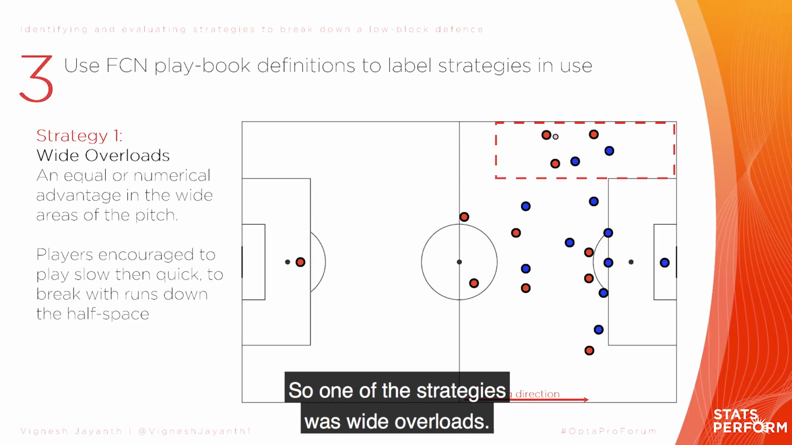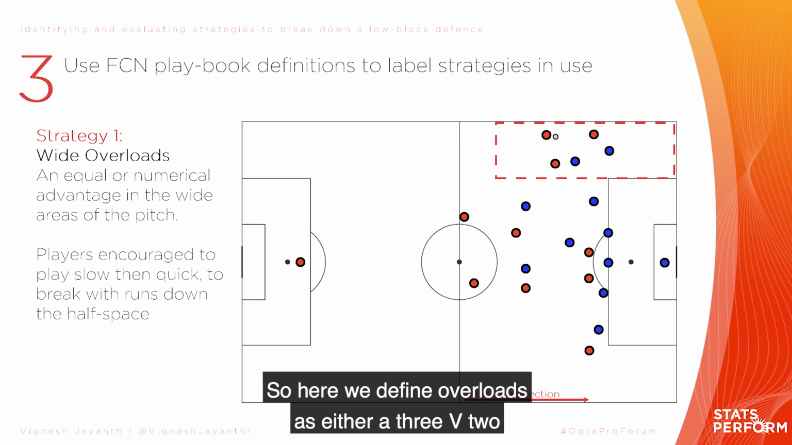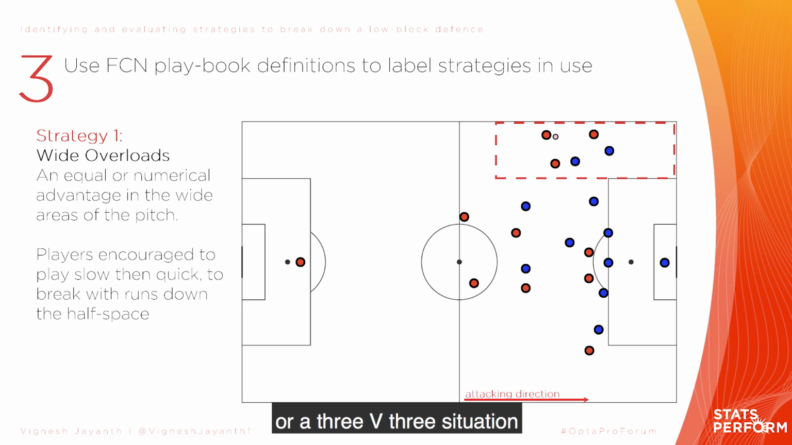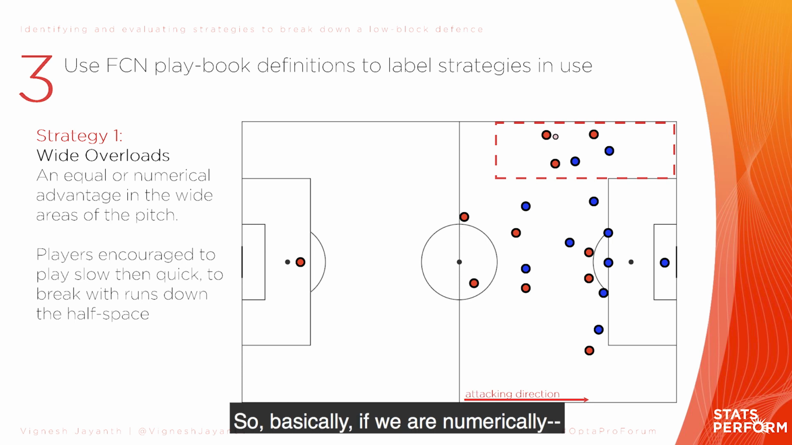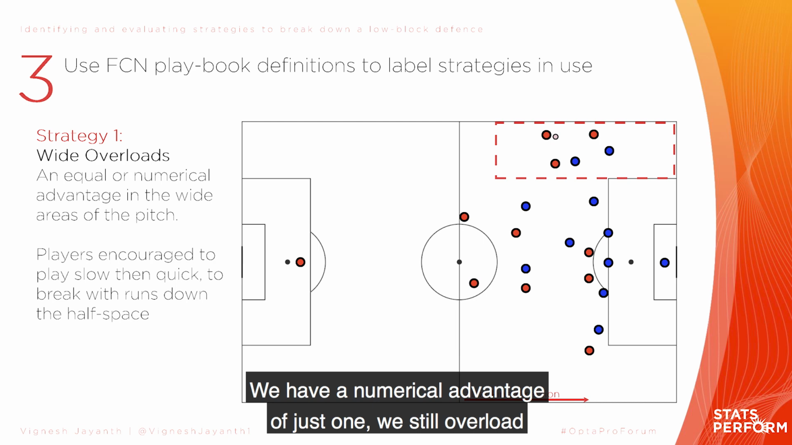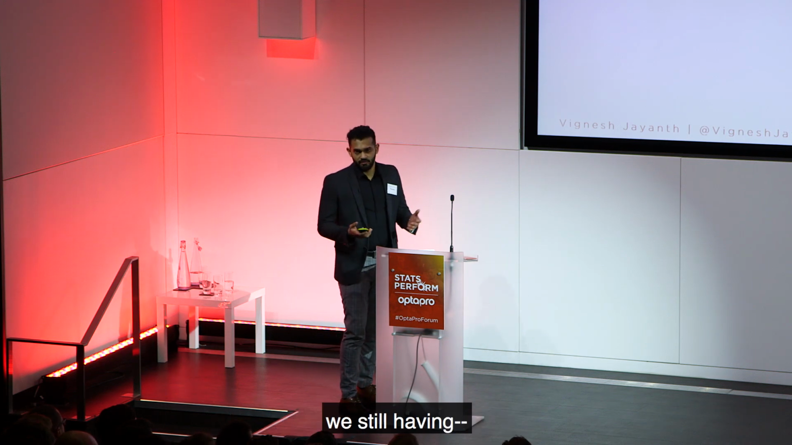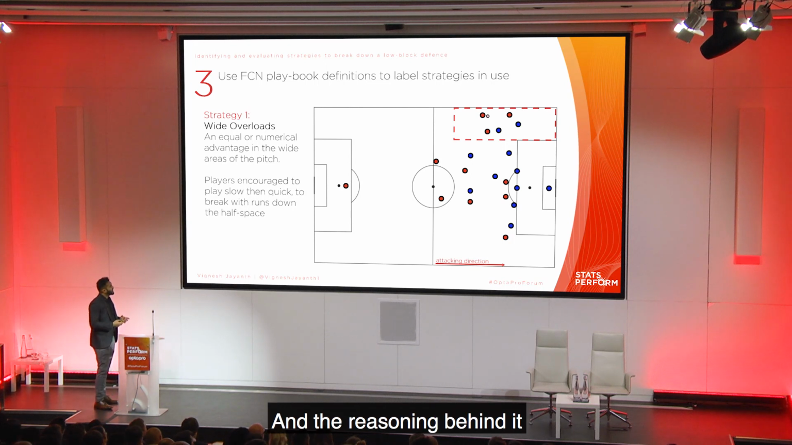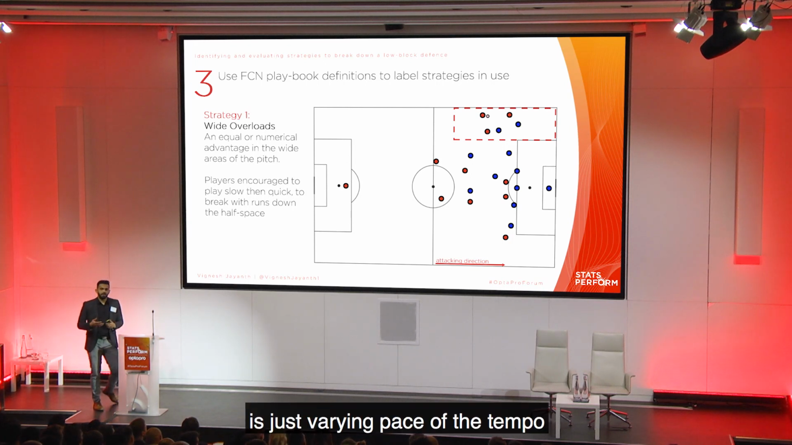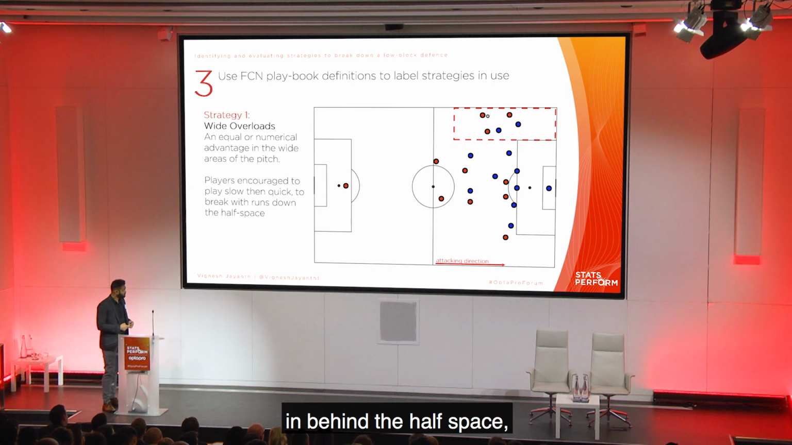So one of the strategies was wide overloads, and there's something that many clubs look at, especially in low block situations. Here we define overloads as either a 3v2 or a 3v3 situation, or a 4v4 or a 4v3 situation. So if we have a numerical advantage of just one, it's still an overload, or if we are equal in numbers, that's still an overload. That's how we defined it. The reasoning behind it is varying the pace of the tempo of the game, and then trying to get runs in behind the half space, which we'll go into later.